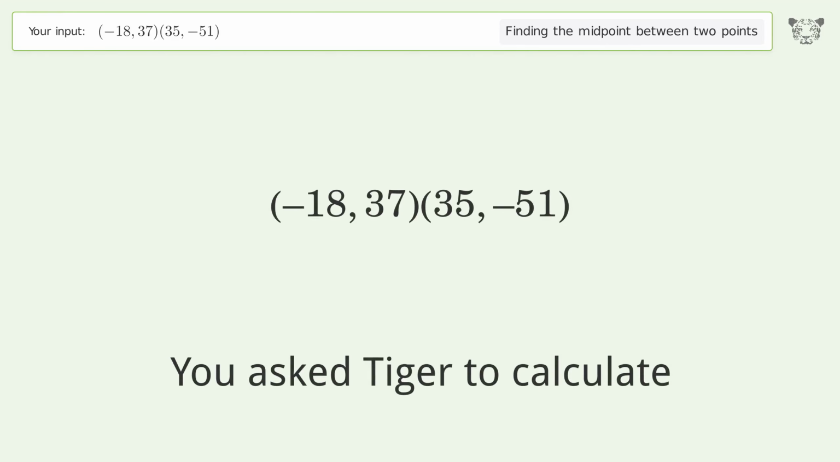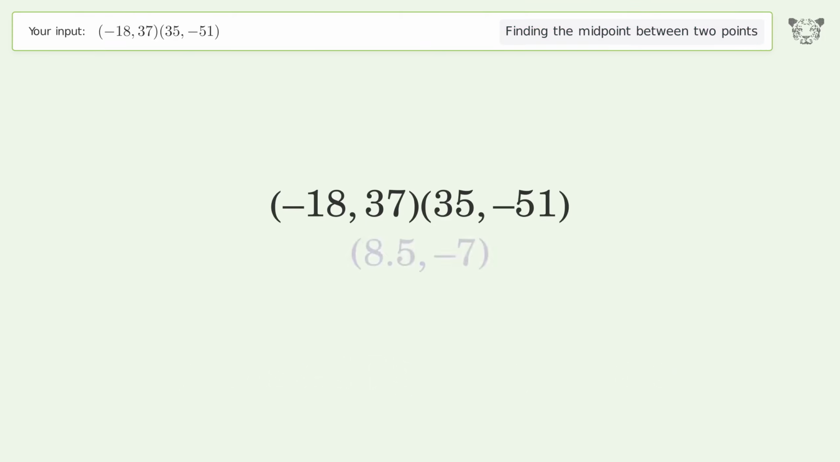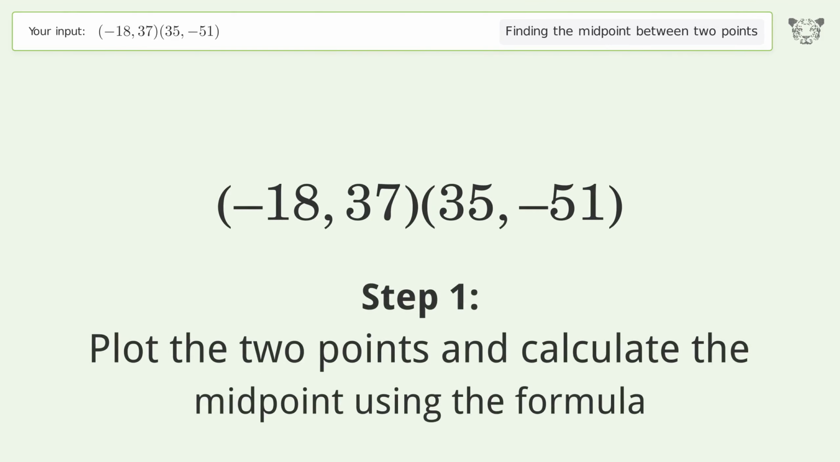You ask Tiger to calculate. This deals with finding the midpoint between 2 points. The midpoint between the 2 points is 8.5, -7. Let's solve it step by step. Plot the 2 points and calculate the midpoint using the formula.